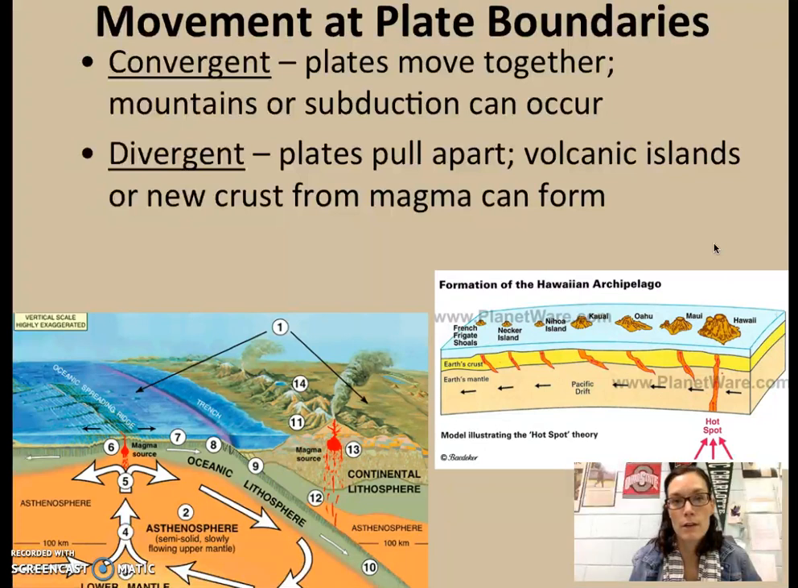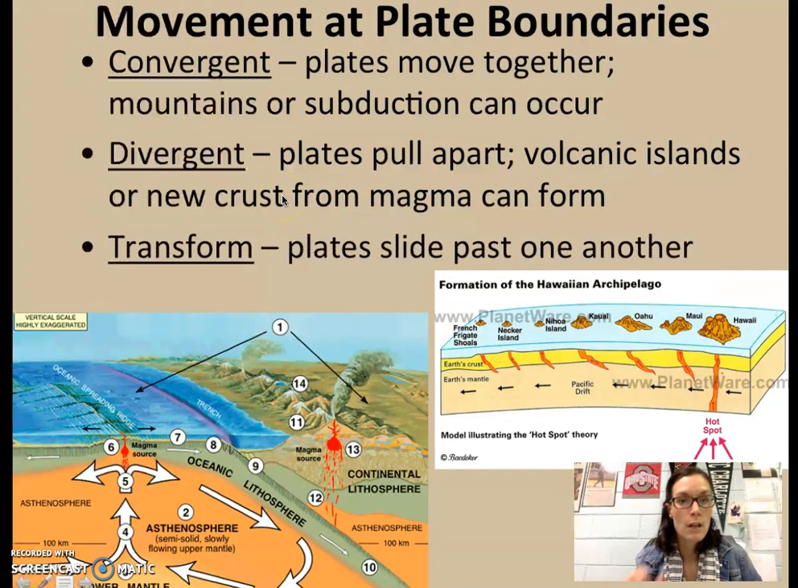Divergent plates pull apart, they move apart, and so volcanic islands like the Hawaiian Islands in this picture could be formed. We could have new crust or magma forming. Seafloor spreading would happen at divergent plate boundaries. And then transform plate boundaries slide past one another. In the geology unit, we talked about the San Andreas Fault and earthquakes happening a lot at that fault line, and those would be due to transform plate boundaries.